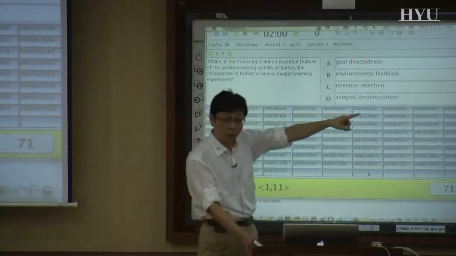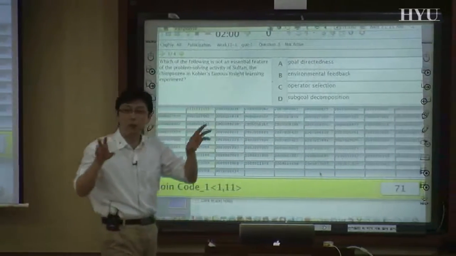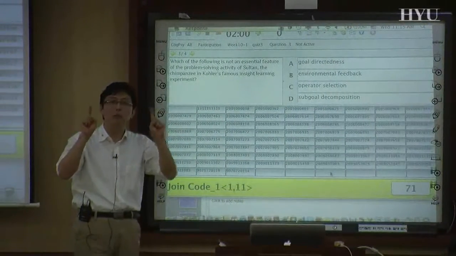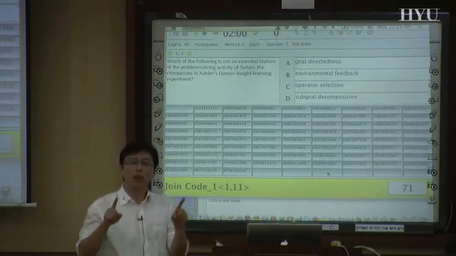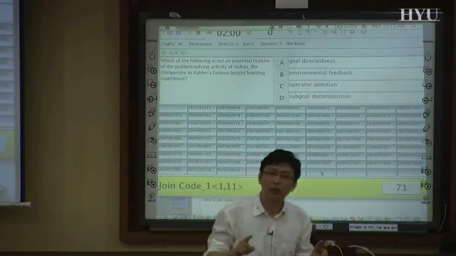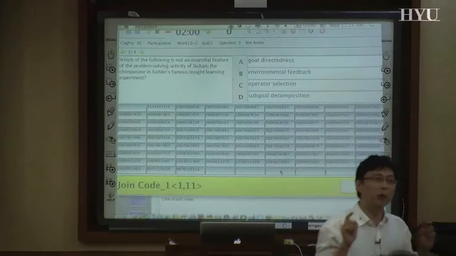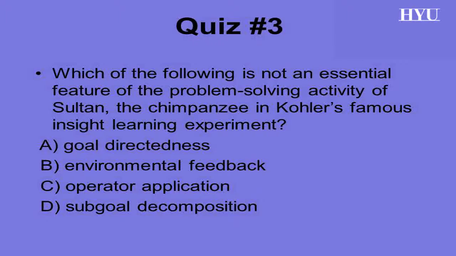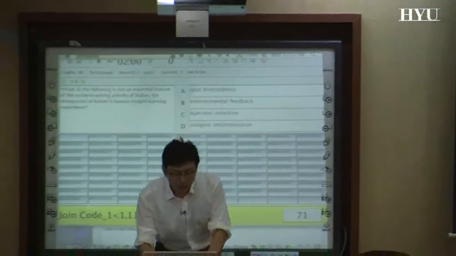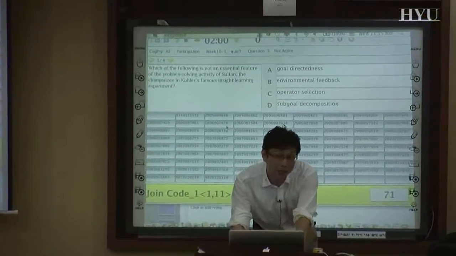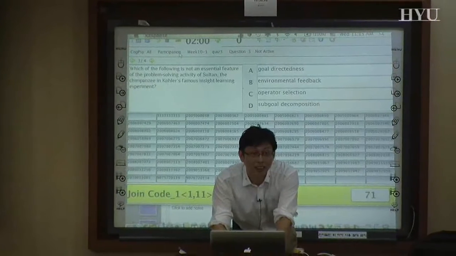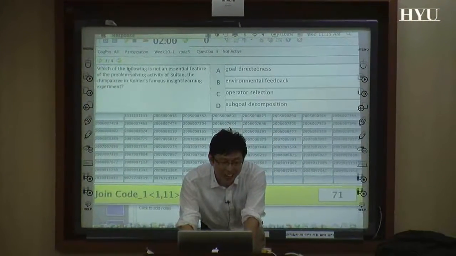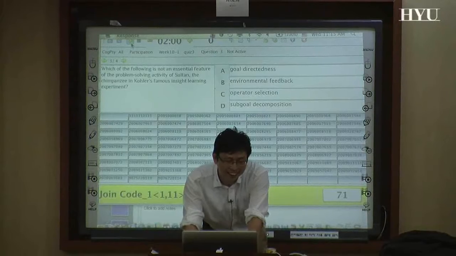I used the blackboard on Friday to explain how people do something, but I mentioned one missing part of Alan Newell and Herbert Simon. Do you remember that? Alan Newell and Herbert Simon didn't include something. The same with this one. Goal directedness, or feedback, or operator selection, or sub-goal decomposition. Is 1 minute enough? No. Who said no? Yang Hwan. Okay, 2 minutes.